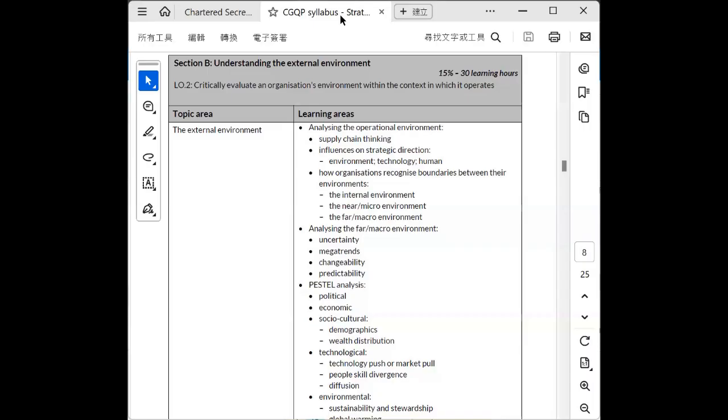So apart from PESTO, you also have the Five Forces. These are very commonly used tools to assess industry attractiveness, competitive intensity, and the macro trends. The evaluations help the company to anticipate changes, whether they need to adapt themselves, and how they will align their operations with the external realities.